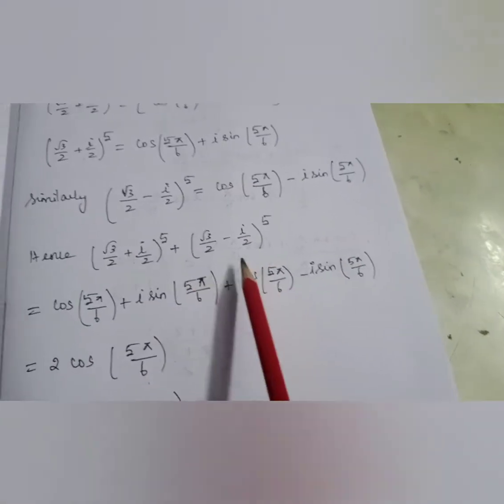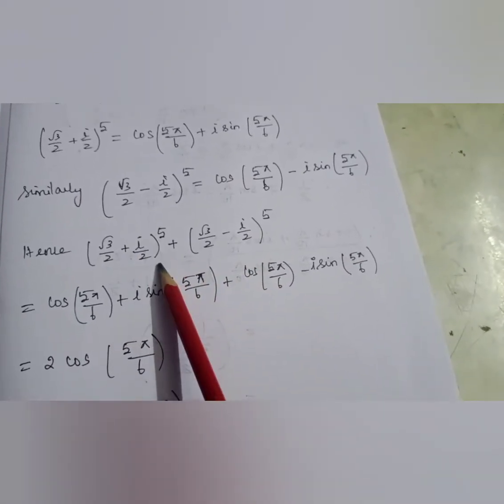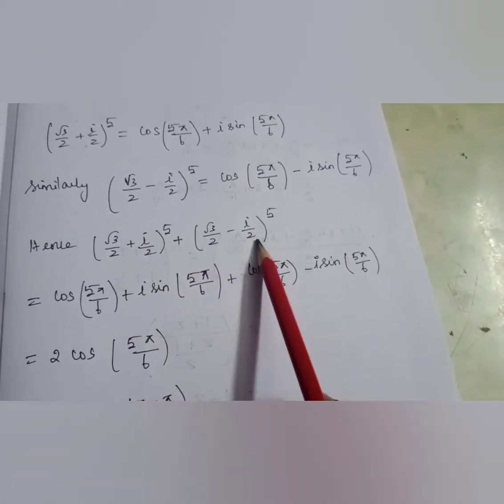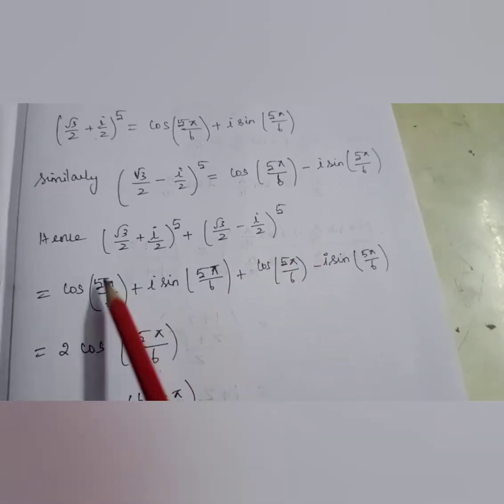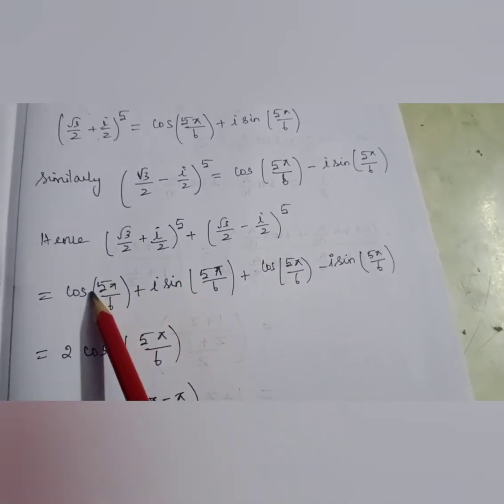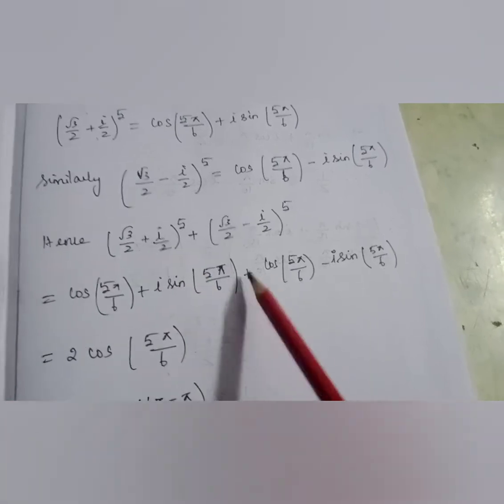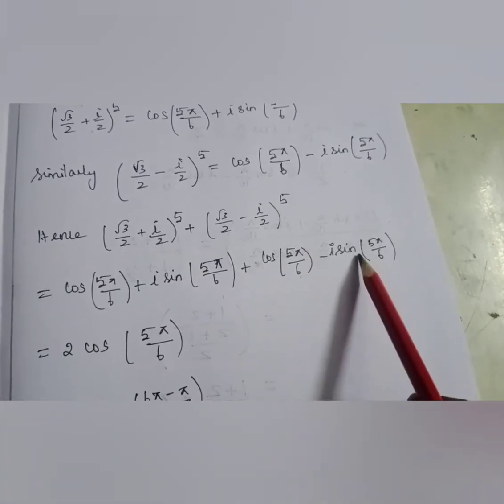Now write the expression together, no? (Root 3 by 2 plus i by 2) the whole power 5 plus (root 3 by 2 minus i by 2) the whole power 5 is equal to cos 5 pi by 6 plus i sin 5 pi by 6 plus cos 5 pi by 6, in between we are having a minus sign.